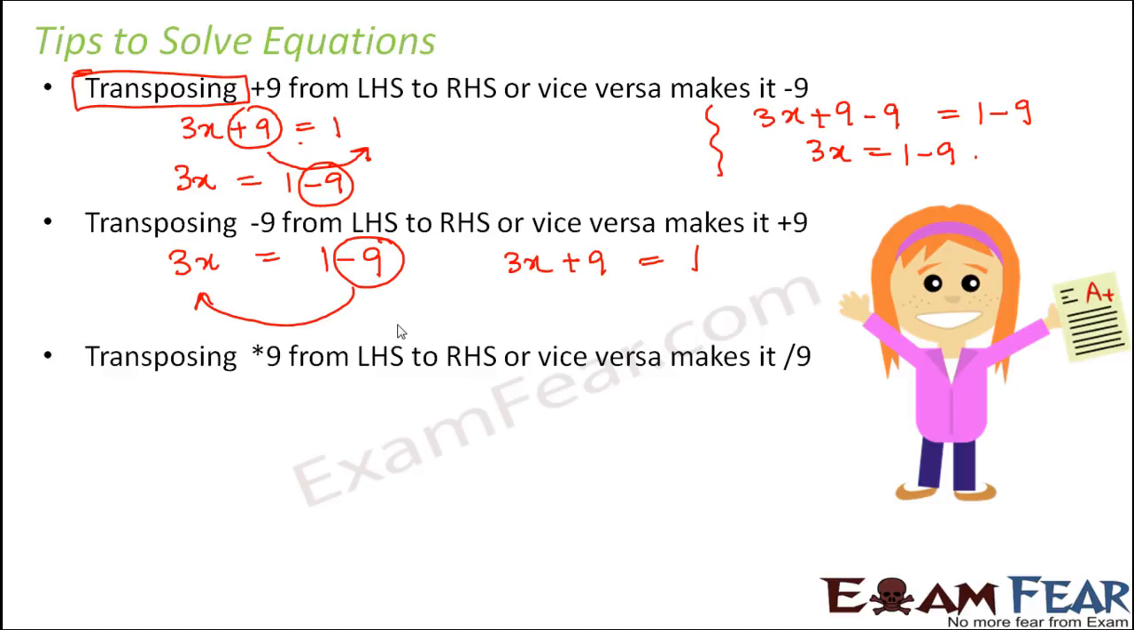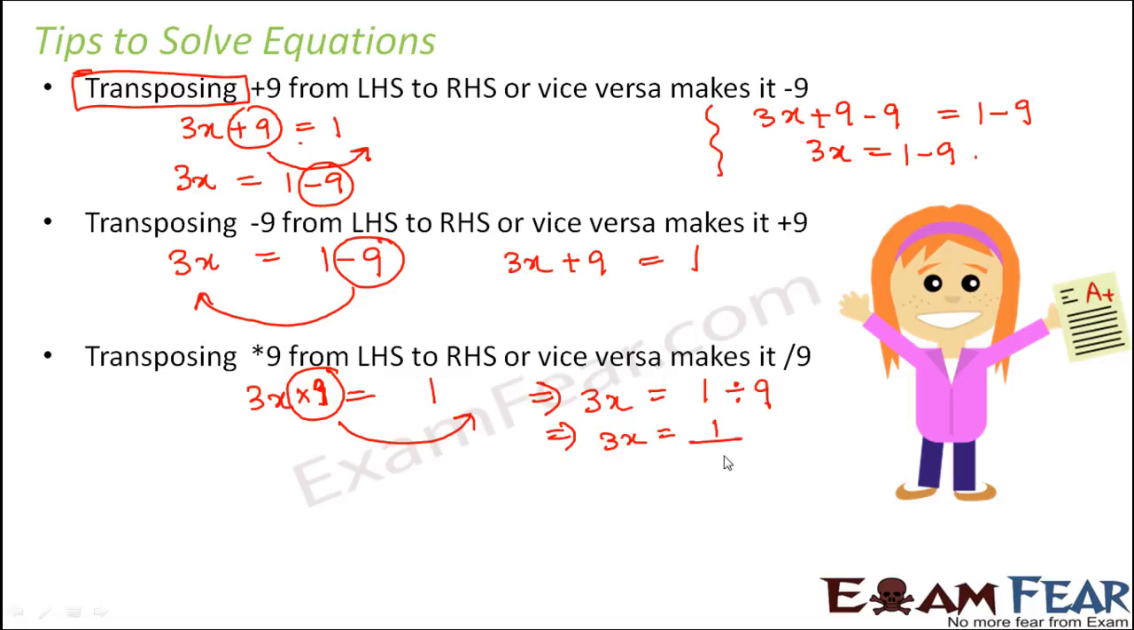Similarly, if you transpose multiply by 9 from one side to another, it becomes divided by 9. Let's say you have 3x into 9 is equal to 1. So if this is an equation given to you, and you want to shift this 9 to this side, what happens? Multiply by 9 becomes divided by 9. So this becomes 1 divided by 9, or this can be written as 3x is equal to 1 by 9.